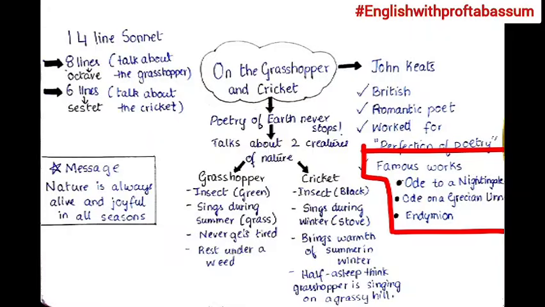Second is Ode to a Grecian Urn. Grecian urn means a Greek vase that has beautiful designs on it, which makes the poet praise the beauty of the vase. He says a thing of beauty can last forever.